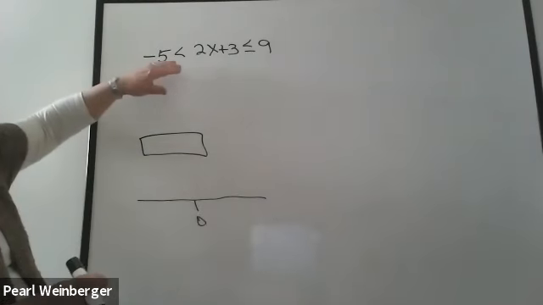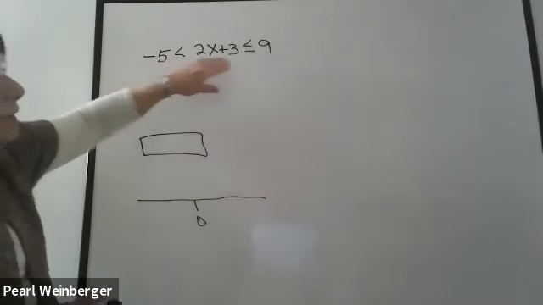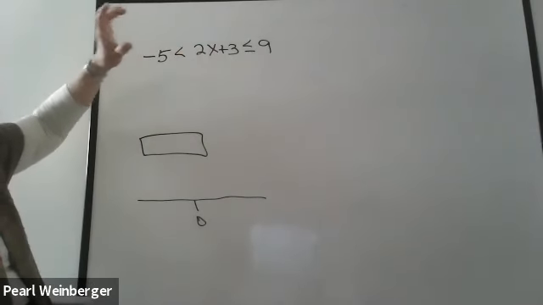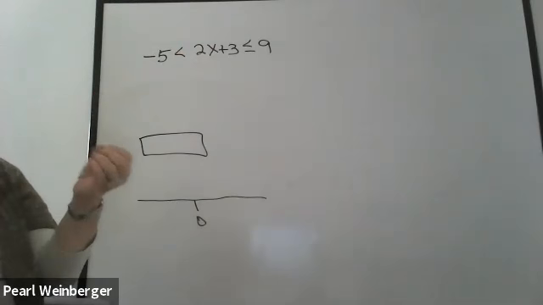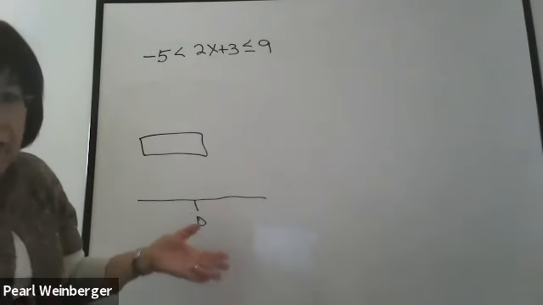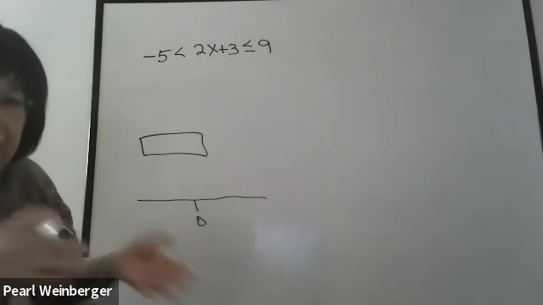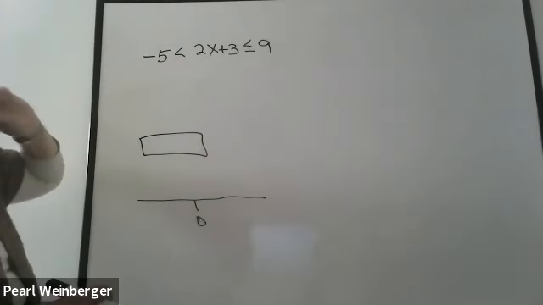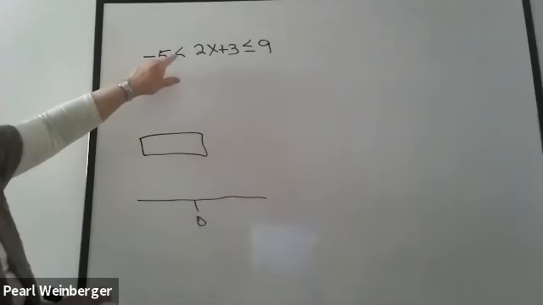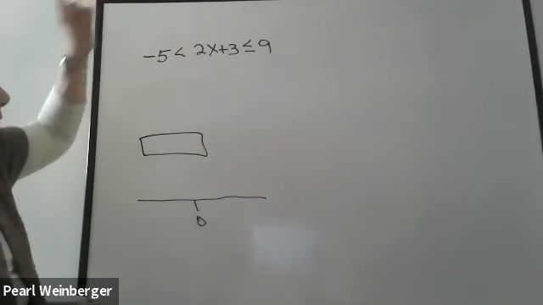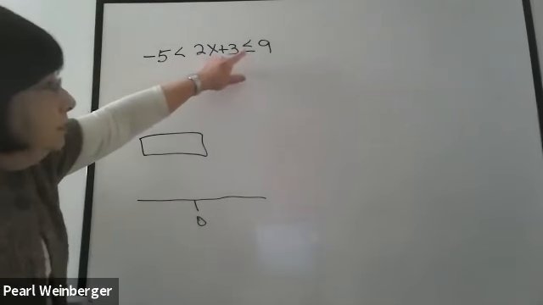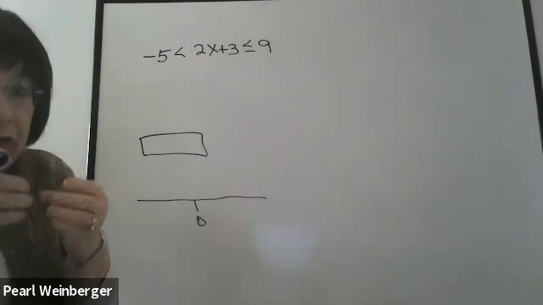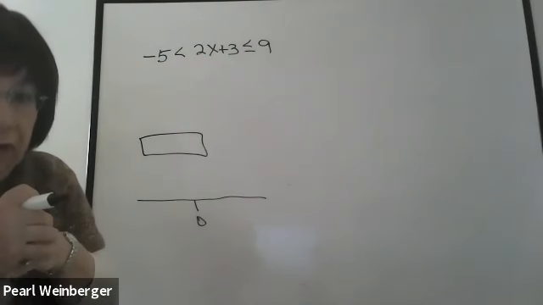This is that strange thing that has two inequality signs in it, which we call a double inequality or a compound inequality. Compound meaning more than one, like a compound sentence has two things going on. This has two things going on. It's telling you that -5 is less than 2x plus 3, and also that 2x plus 3 is less than or equal to 9. And so this is an and situation, so it's where these two things overlap.